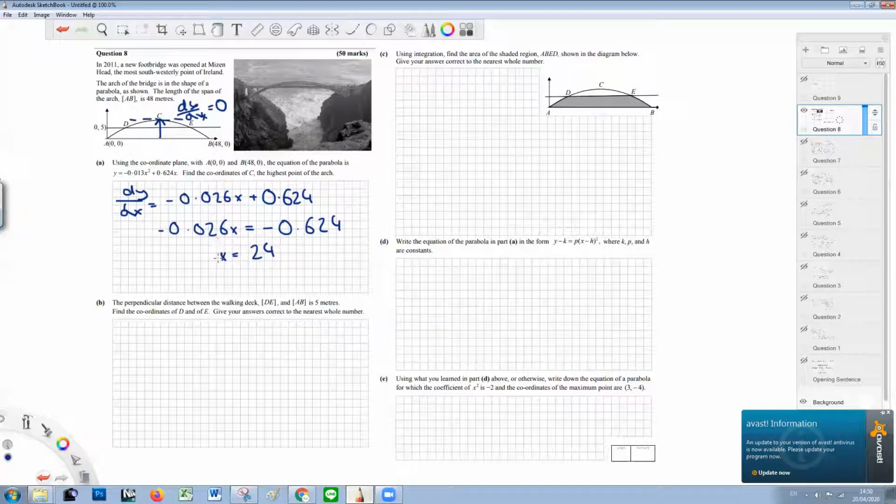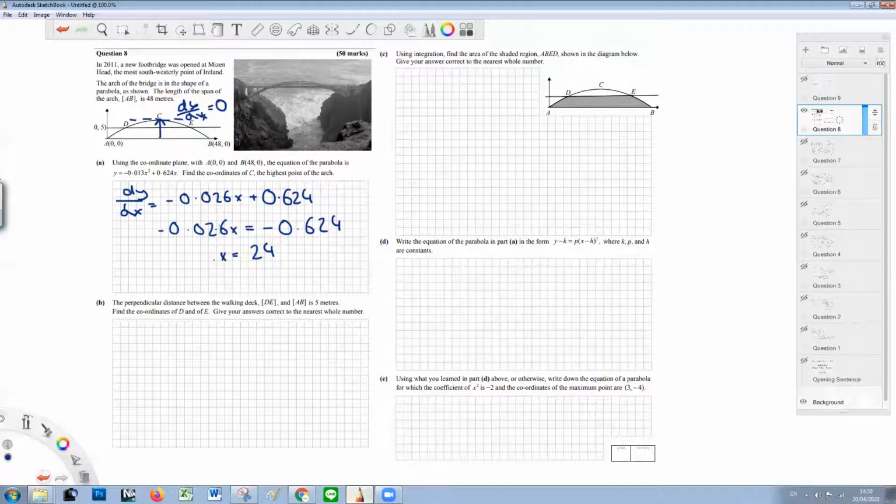Now, that gives me my x value. So I now need to find my y value, and I sub this x value back in. So I found the point here on the x axis, and I now need to find the y value. So we know that y is equal to minus 0.013 times 24 squared plus 0.624 times 24. And working that out, we're going to get a value of 7.488 meters. So our point is going to be 24 and 7.488.